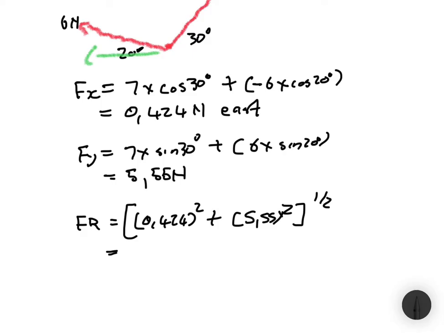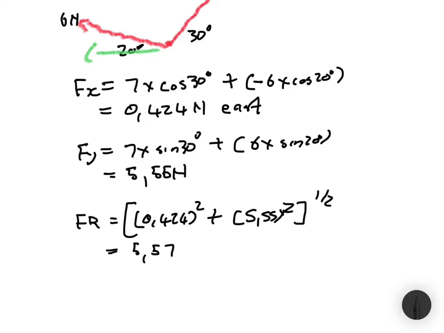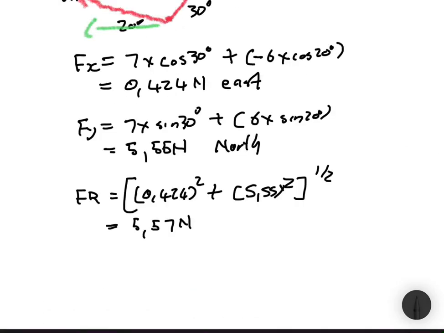So we have 5.56, let's just round it off, 7 newtons. So if this is east, then this is the north, and then this here is at an angle. So we are yet to find that angle. To find the angle there, we're just going to do what we've been doing all the time. We're just going to use tan. The x and the y, they're all positive, so it will be easy to navigate. I'm going to leave it to you guys.